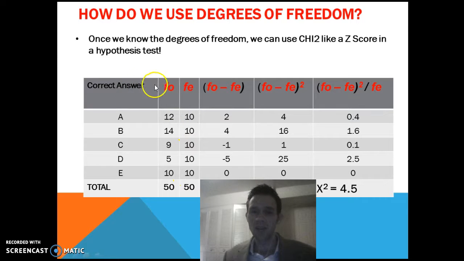So here we have again this example of the multiple choice test and how to compute. We went through and we computed chi-square. We subtract FO minus FE. Here in the first row it gives us 2. Then we square that, it gives us 4. Then we divide 4 by 10, the expected value, and we get 0.4. And we do that across all these rows, and we add that up. That's our chi-square, 4.5.